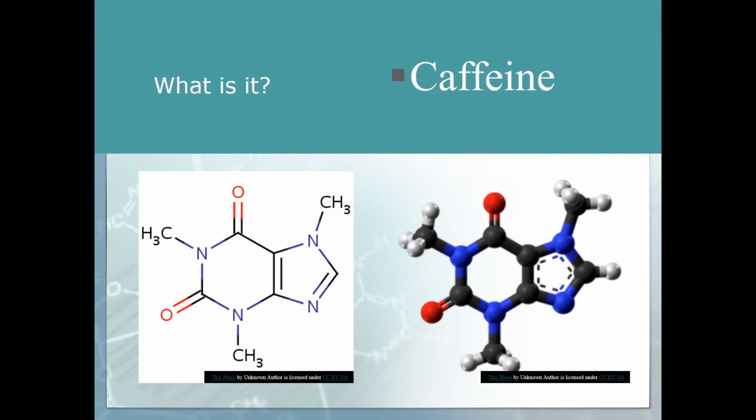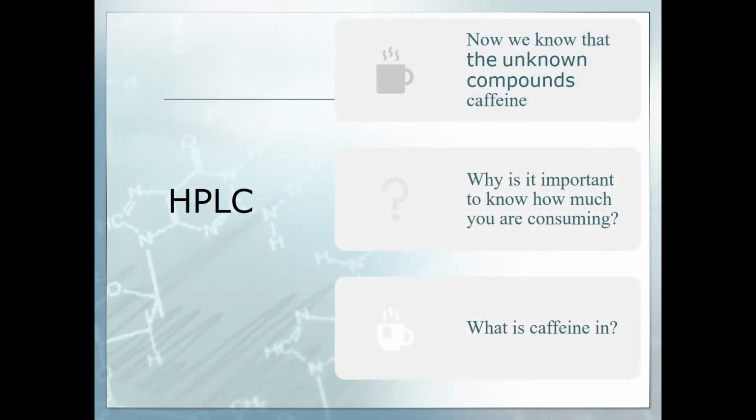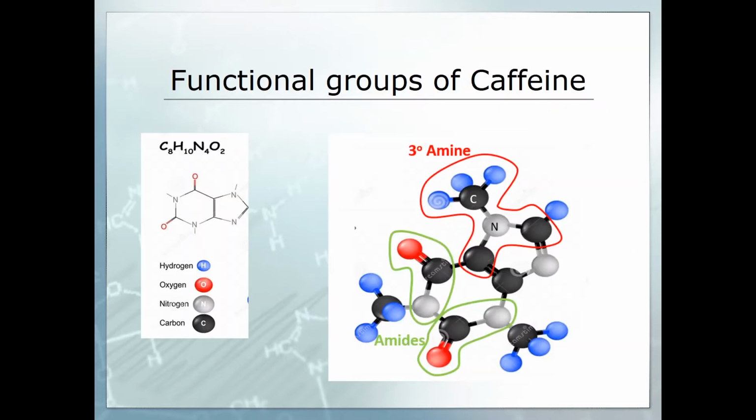So now we know that our unknown compound is caffeine. Why is it important that we know how much we are consuming, and what is caffeine that we consume? So first of all, let's have a look at the functional groups of caffeine.